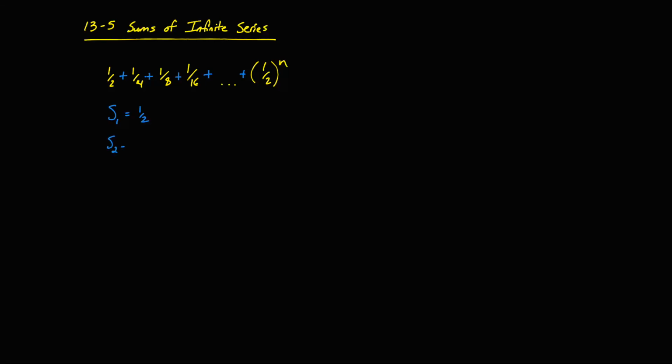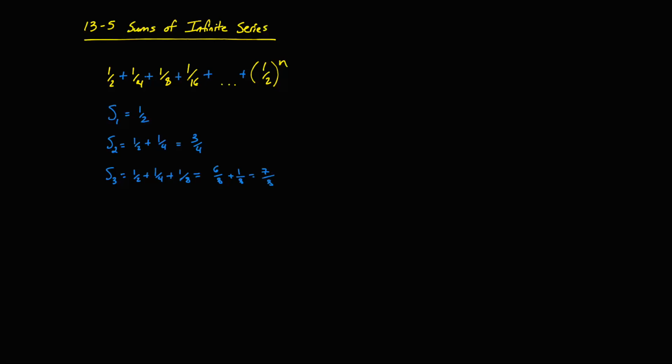Well, let's look at S2. That's going to be 1/2 plus 1/4. We get, in this case, 3/4. That's not so bad. And let's keep going. So we have S3 equaling 1/2 plus 1/4 plus 1/8. That's 3/4 plus 1/8, and actually that's going to come out to 7/8. You can see that by taking the 3/4 we had before, using the same common denominator, multiplying by 2 to get 6/8 plus 1/8, and you get 7/8.